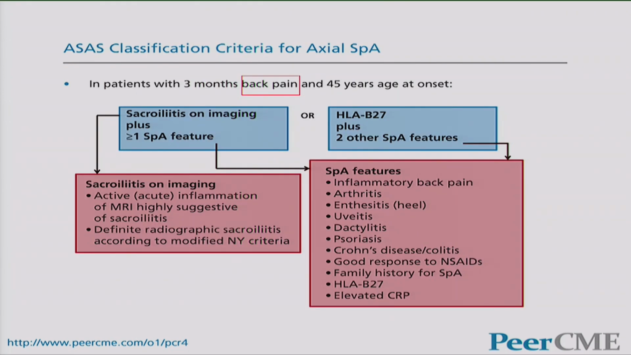Whereas in the newer criteria, as you all know, there is an imaging arm and there is a clinical arm. And patients who are on this arm are actually non-radiographic spondyloarthritis because you are not actually doing the MRI here.